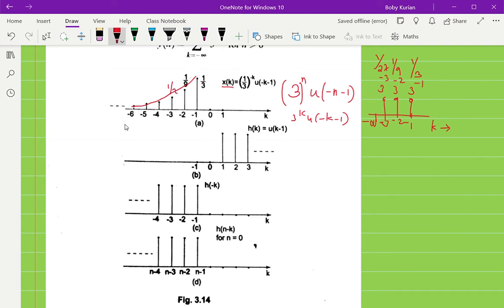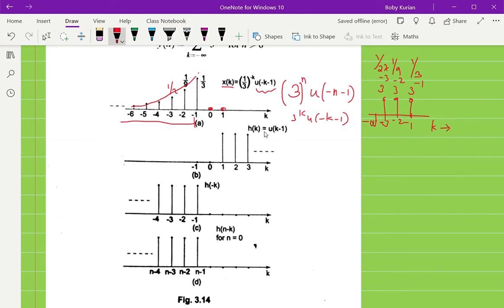So you can see, this 3 raised to k, where u of minus n minus 1 is in fact up to minus 1, is varying exponentially in this manner. From 0 onwards it will have a value equal to 0. So u of minus n minus 1 equal to 0, therefore this will exist only up to minus 1.